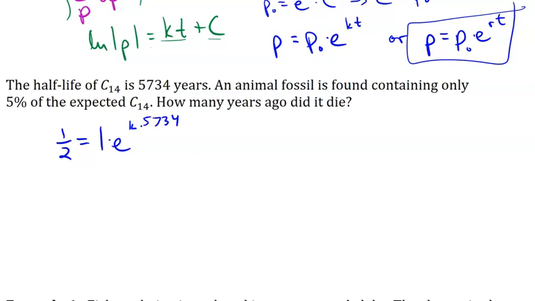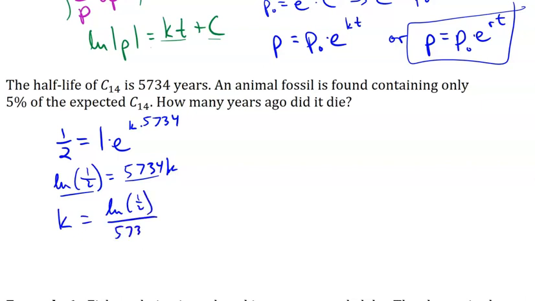This is a calculator problem. I'm going to take the natural log of both sides. So we have the natural log of 1/2 is equal to the natural log of that. So the e and the natural log cancel out, so 5734k. Then divide both sides. So k is the natural log of 1/2 divided by 5734, which is approximately negative 1.21 times 10 to the negative 4th.